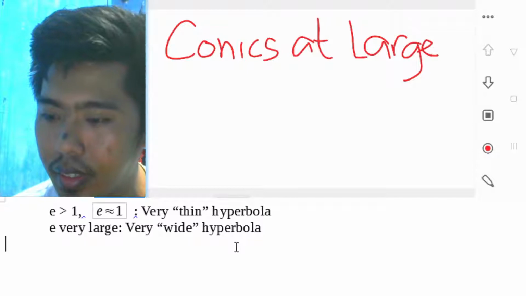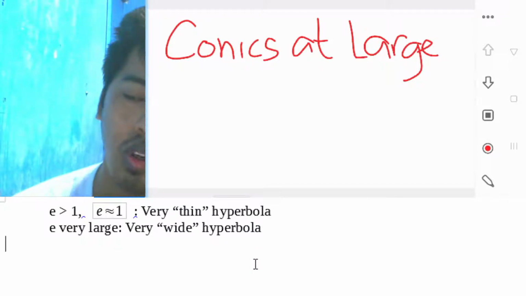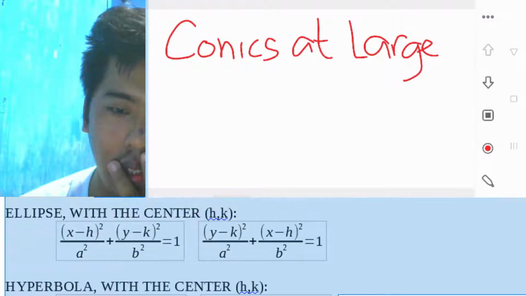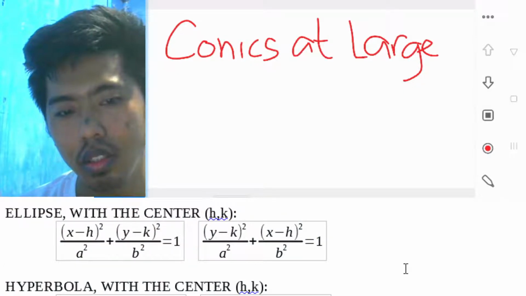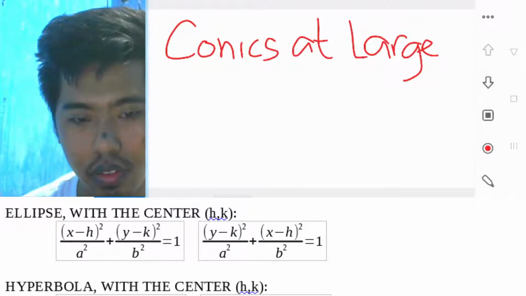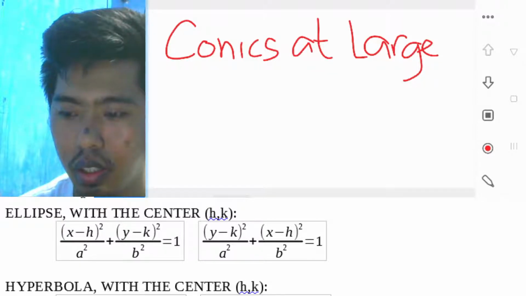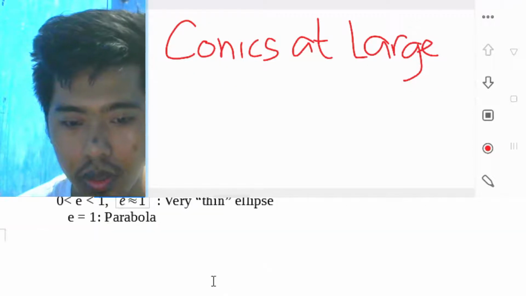Now let's have some examples. Take note, guys, before we go on to the examples, if I ask you what you can observe in the formulas, from parabola up until hyperbola, something in common would be the square. All of them have a square, right? They have a second degree, or power of 2. So let's have example number 1, guys.